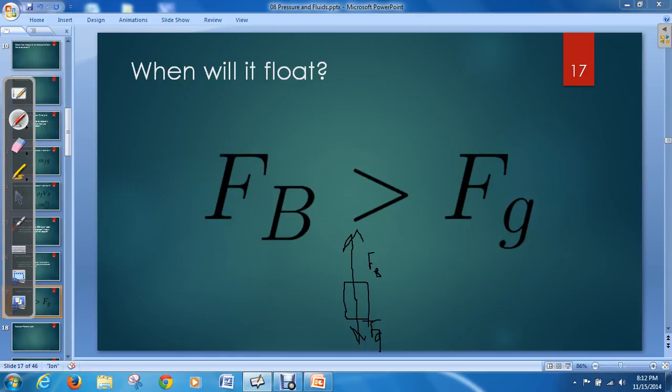So now we know how to calculate that, and now we can figure that out for any object. Okay, so hopefully that makes sense.